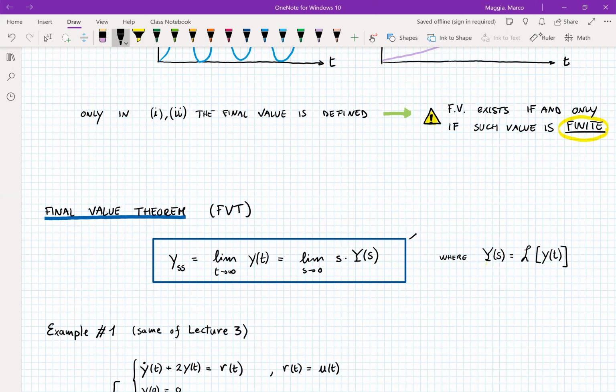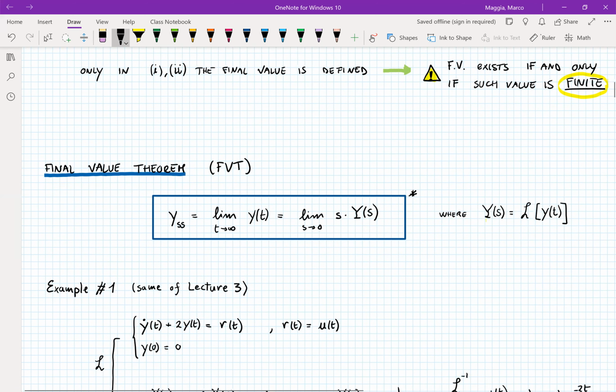Now, I'm going to put an asterisk here because this is not always valid. We have to check a couple of conditions. And let me show you a couple of examples that show you when we can and when we cannot apply such theorem. This is very important to remember.